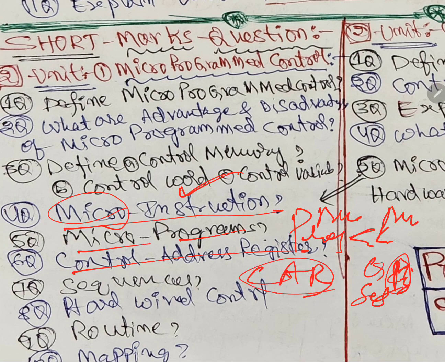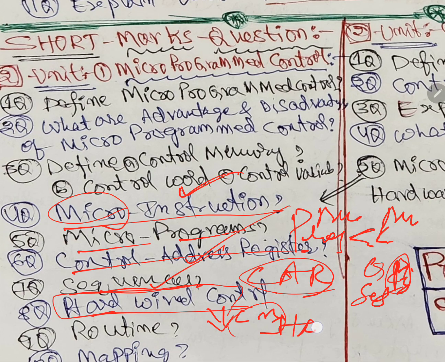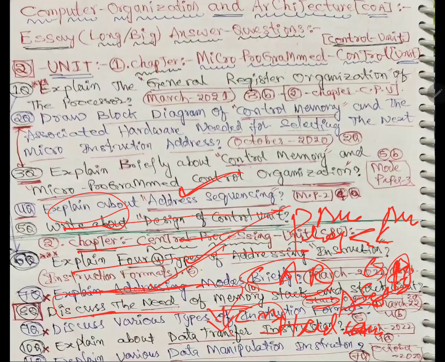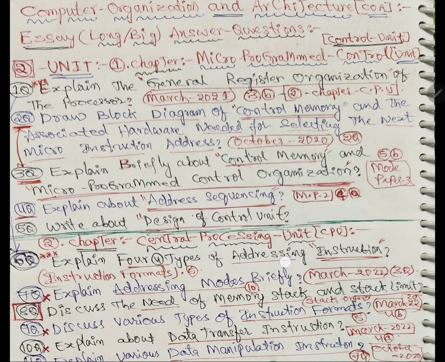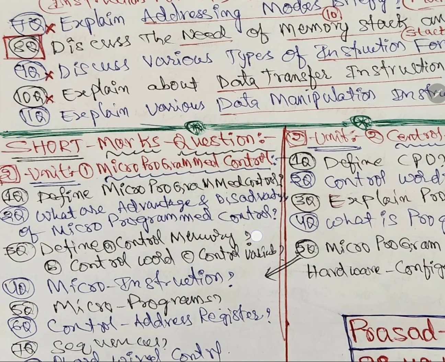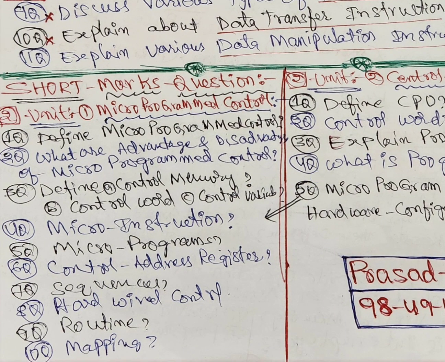Then control address register, CAR. This will be there in a big marks question diagram. It is there in control memory. I told you I will cover it in this video. The control address register will control. Sequencer means next address generator. Hardwired means nothing but hardware only. Hardware with gates, AND gate, OR gate, exclusive OR gate. We will design the control unit. That's it. Very simple.